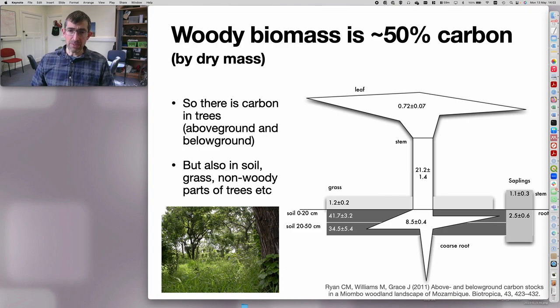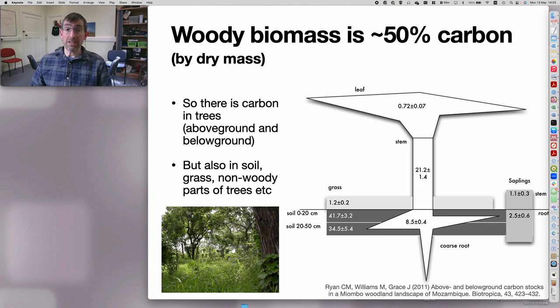So this is a picture of the carbon stocks from a dry Miombo woodland in central Mozambique. It's where I did my PhD. And the numbers inside each pool represent the size of the carbon pool, and the uncertainty. And what you can see is that there's carbon in the stems, in the wood, about 21 tons of carbon per hectare. All these units are tons of carbon per hectare. And there's about 8.5 tons in the coarse roots. That's the big bits of roots, not the fine stuff.